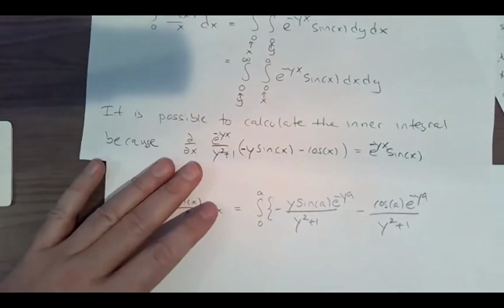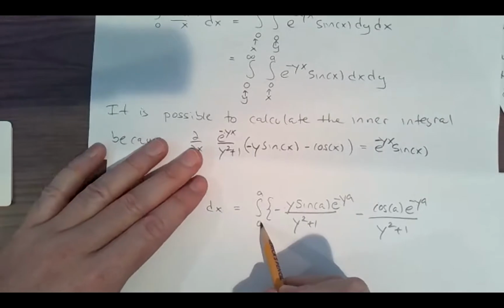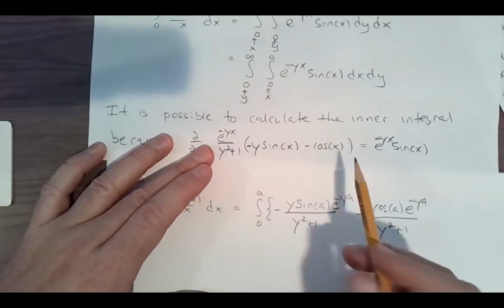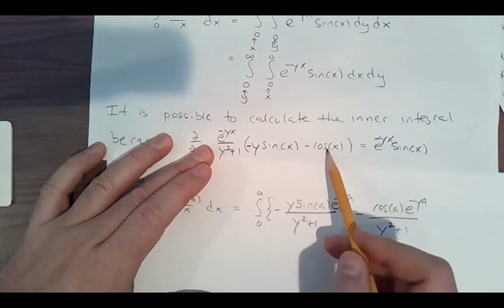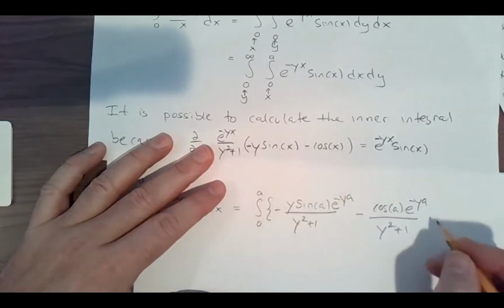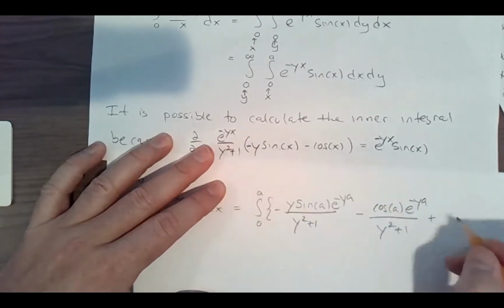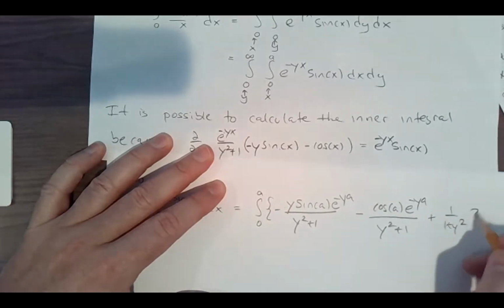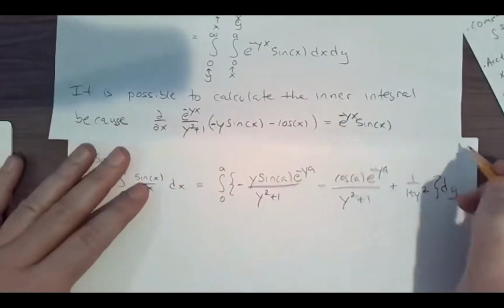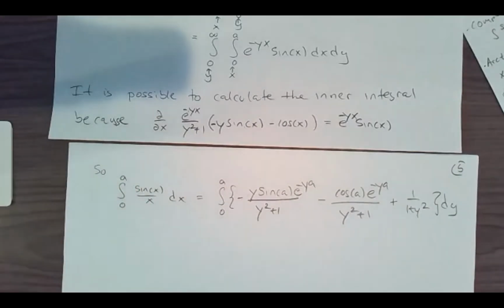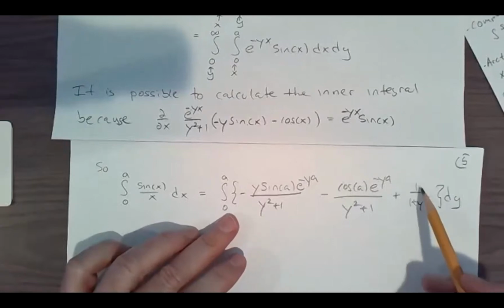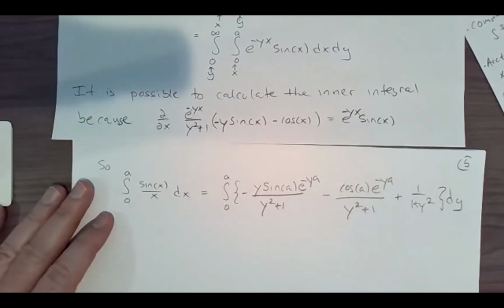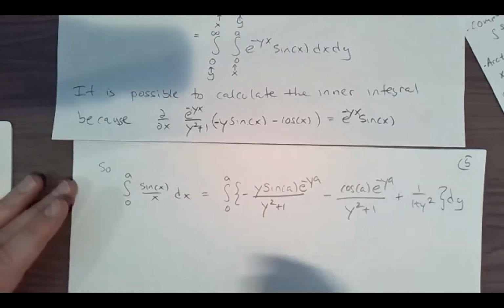And then I have to subtract when I put the lower part in here. This is when x is equal to 0. The minus signs drop. I get cosine of 0, which is 1. I'm going to get plus 1 over 1 plus y squared. And I know when I integrate the last one, that was what we just talked about, 1 over 1 plus y squared, when I integrate that from 0 to infinity, I get pi over 2.